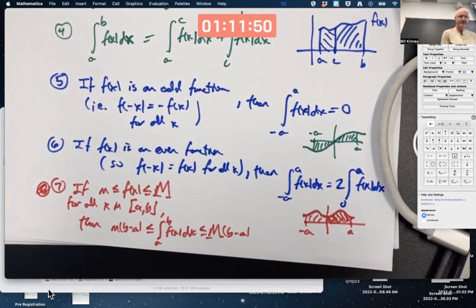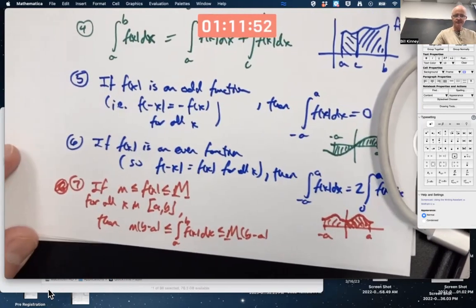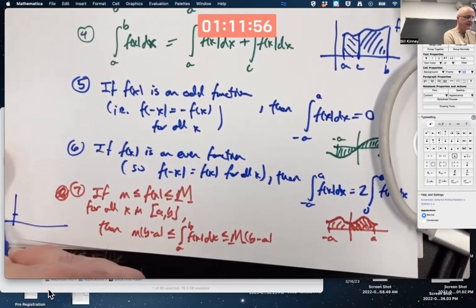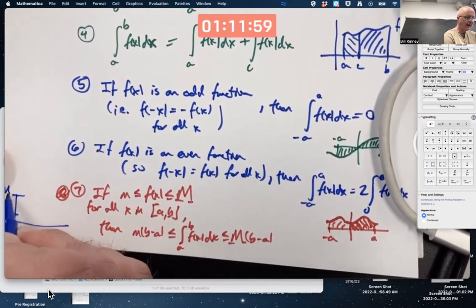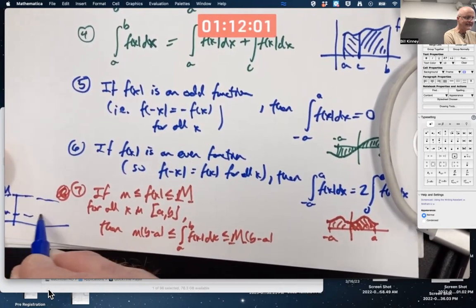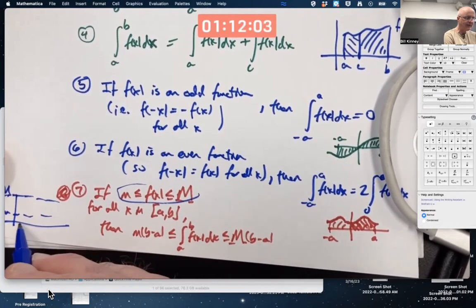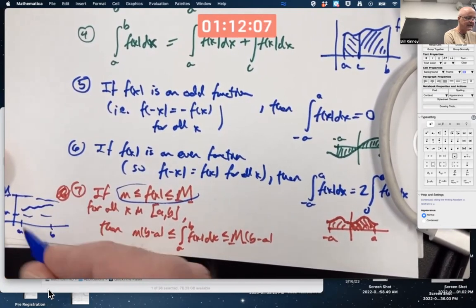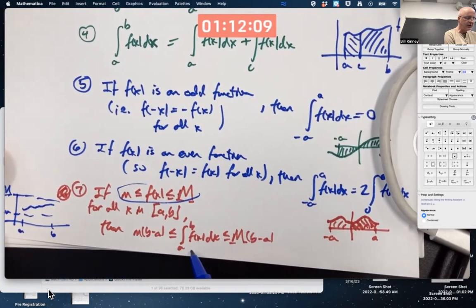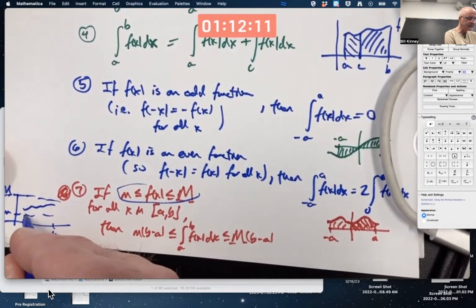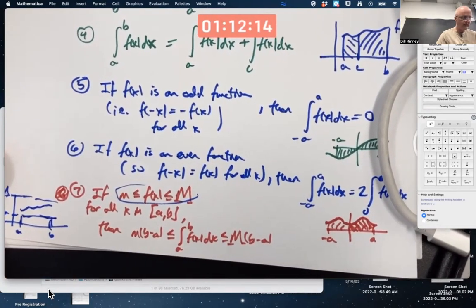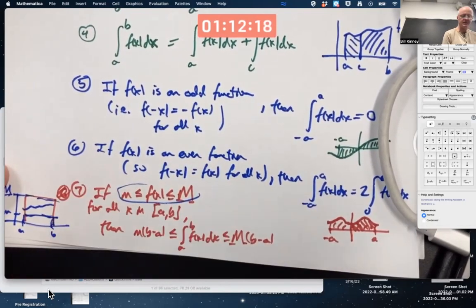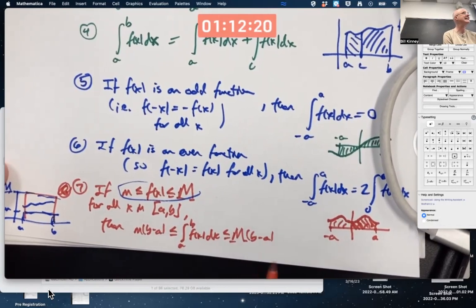And that makes sense if you think about a picture as well. If little m is right here and capital M is right there, by saying this is true, you're saying the graph of the function is always between those two horizontal lines. So the area under the curve has to be between the area of this rectangle, m times b minus a, and the area of this rectangle, capital M times b minus a, is what this is saying.